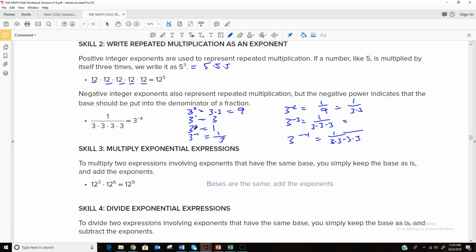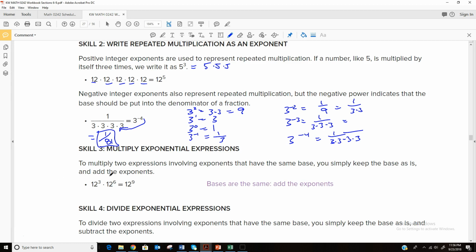So that's what happens when you have these negative powers. It's that many of the factors, but they're on the bottom instead of on the top. So this would actually be 1 over 81 if we wrote it as a fraction.